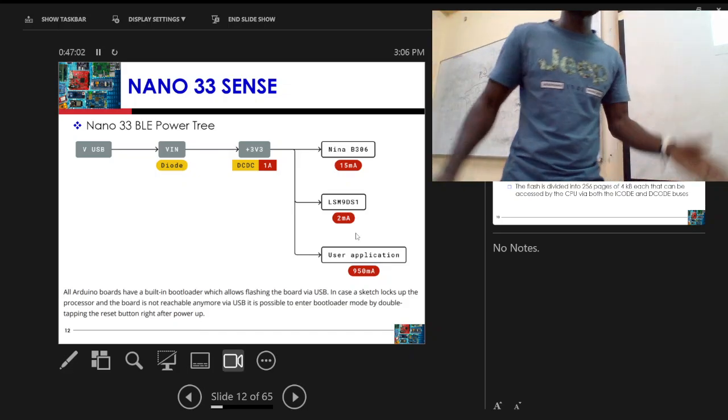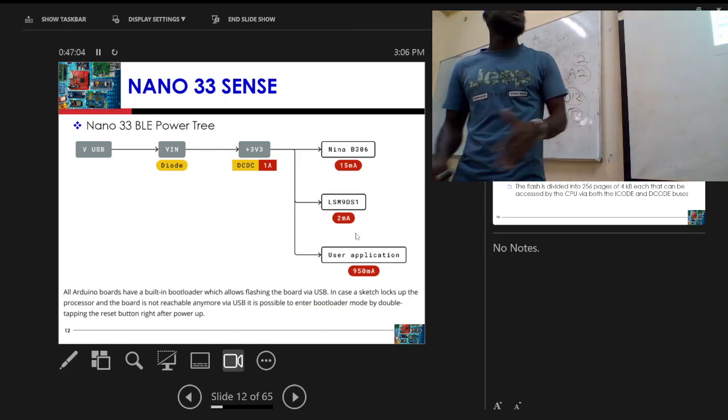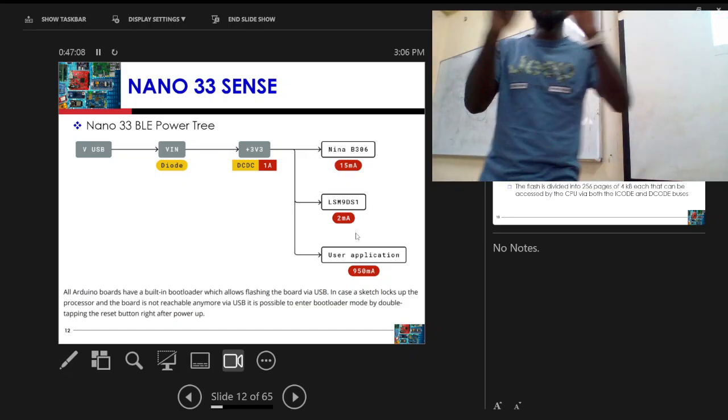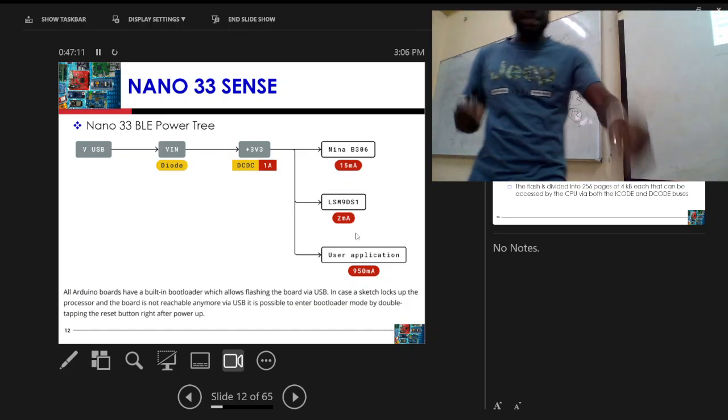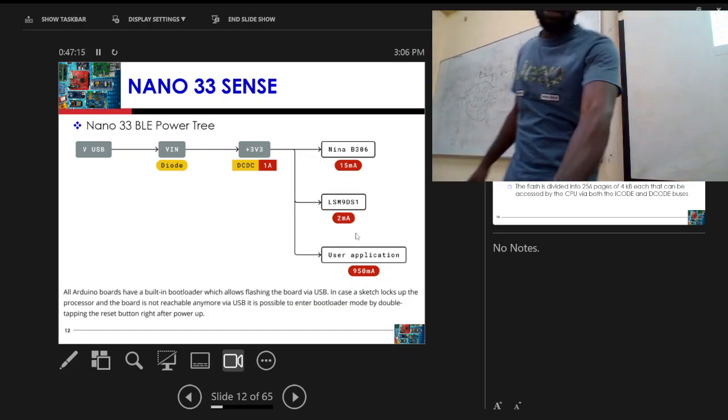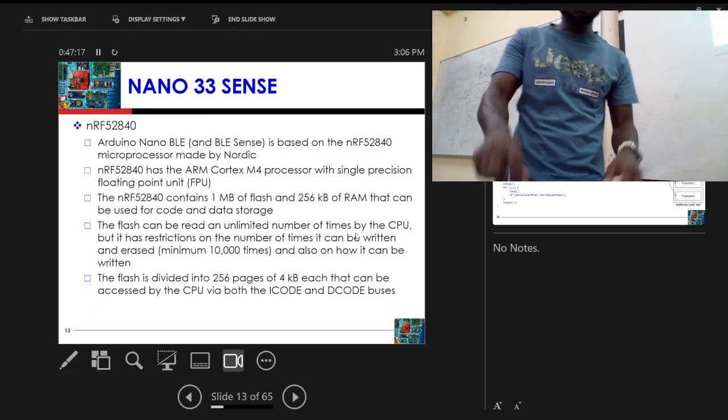This is known as the power tree of the Arduino. As I already explained, you connect your voltage source through USB, and then that is divided between all the components on the board. It's as simple as that.